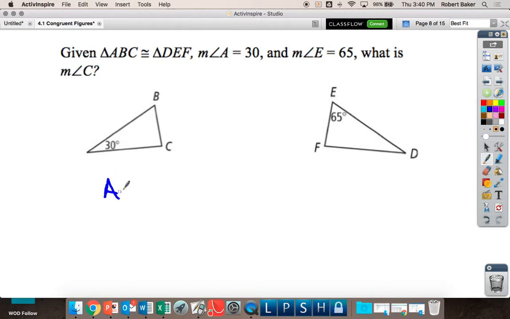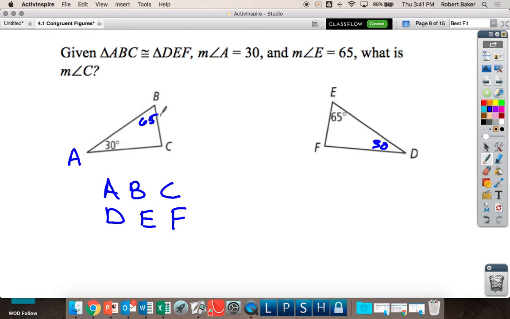We have A, B, C, D, E, F. This is supposed to be angle A right here. So if A is 30, then D is 30. Well done, Robert. Because A and D match each other. If E is 65, look at you guys go. And at some point in the past, you should have learned 85 degrees.